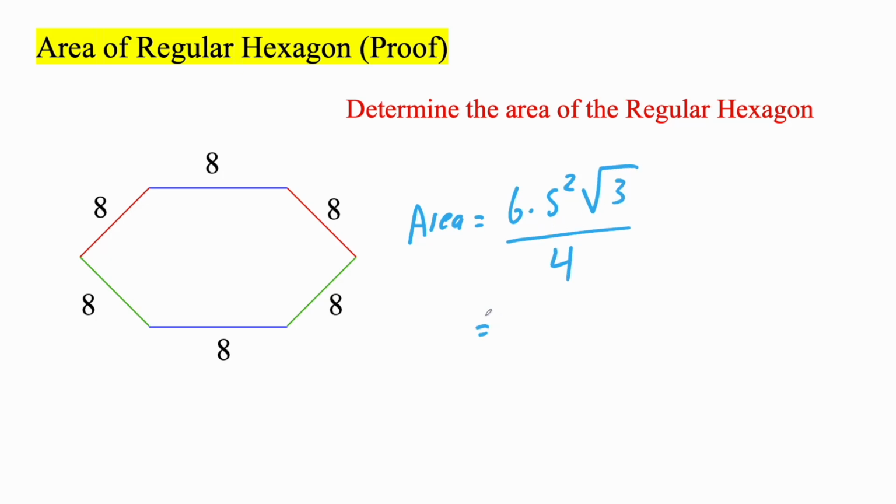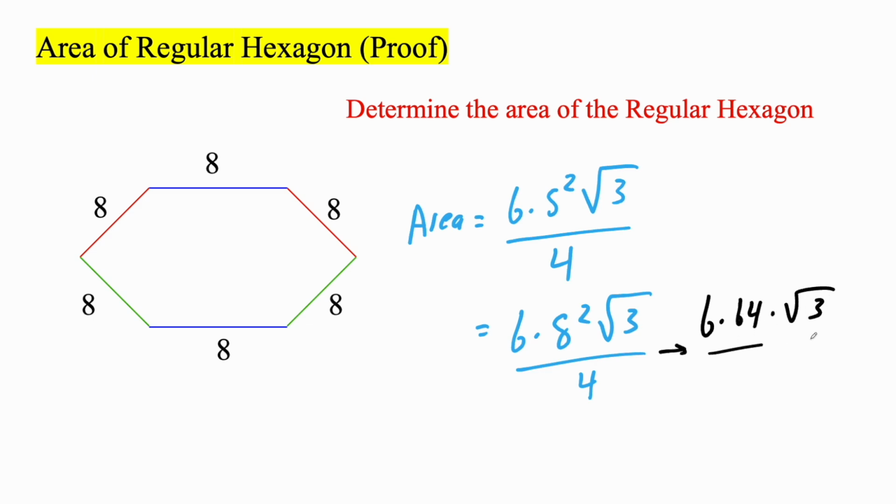So all we have to do is swap. We know our side length is 8, and it says it's a regular hexagon. So we have 6 times 8 squared times the square root of 3 divided by 4. And we know 8 squared is 64. So we have 6 times 64 times the square root of 3 divided by 4.